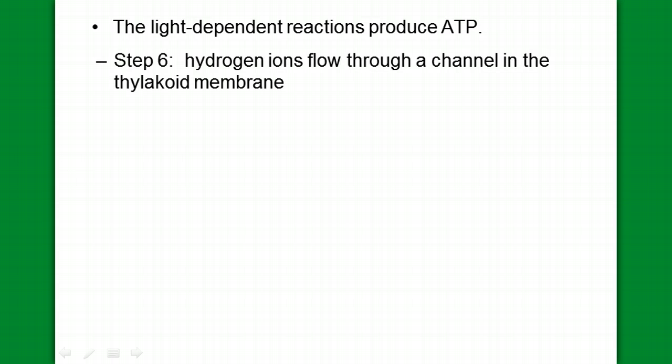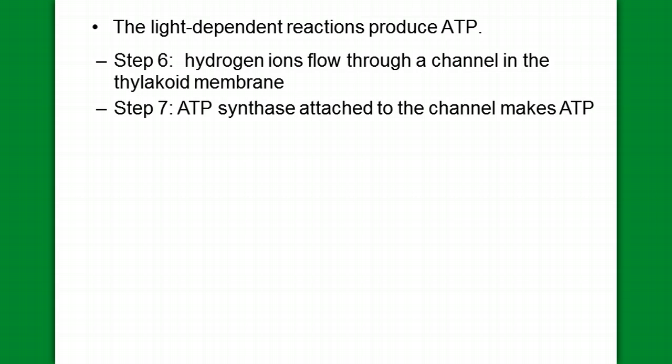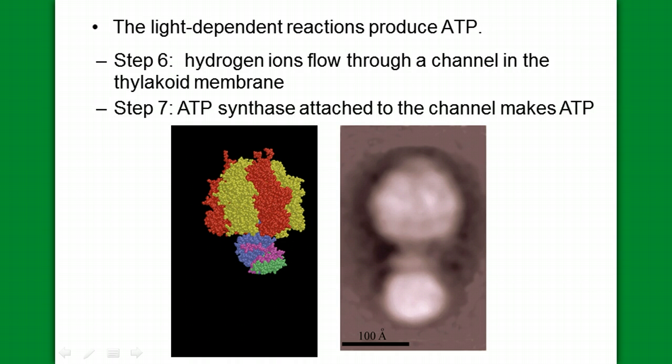So the light-dependent reactions are what actually produce ATP. Step 6 on that previous picture, I don't have it on my screen, shows that the hydrogen ions actually flow through a channel in the thylakoid membrane. During that time, the enzyme ATP synthase, we know it's an enzyme because it ends in ASE, attaches to the channel to make ATP. And this is just a diagram of what ATP actually looks like.